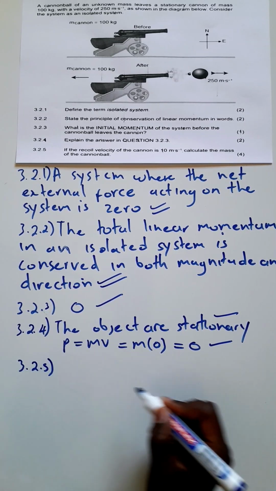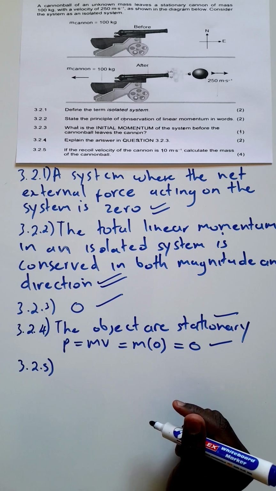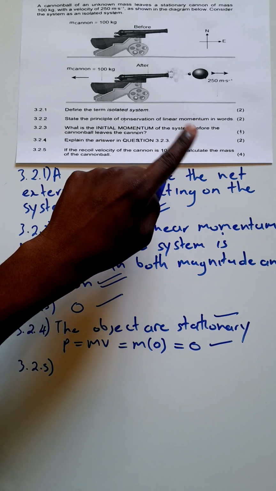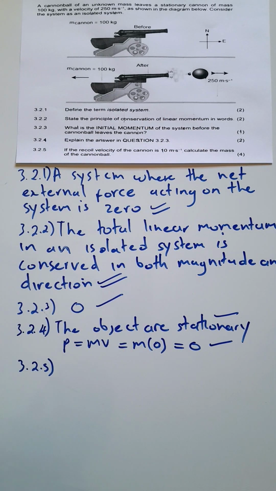3.2.5 says if the recoil velocity of the cannon is 10 meters per second, calculate the mass of the cannonball. Now, very, very important there. By saying that 10 meters per second is a recoil, they are giving us the direction of the cannon. It means the cannon will be recoiling back, meaning to the left, after the shot. Now we have 250 meters per second after, and then we are supposed to calculate the mass of the cannonball.